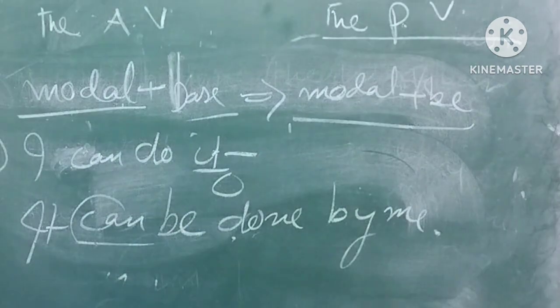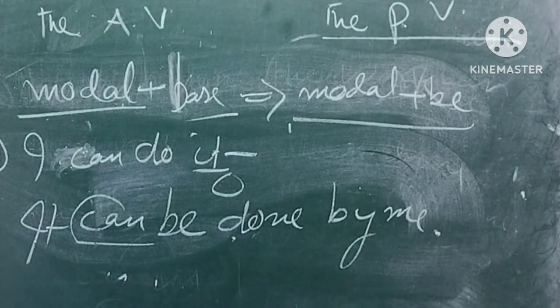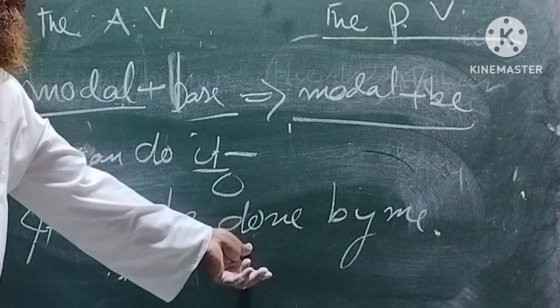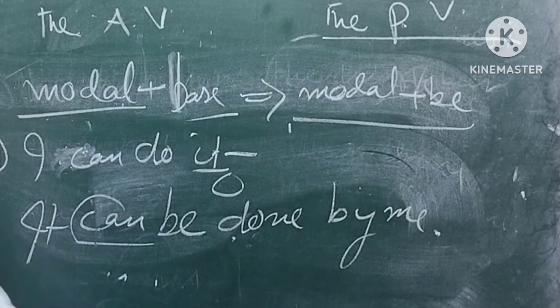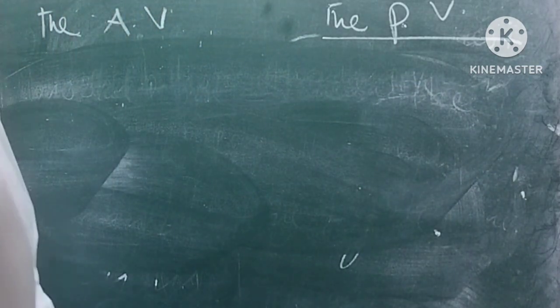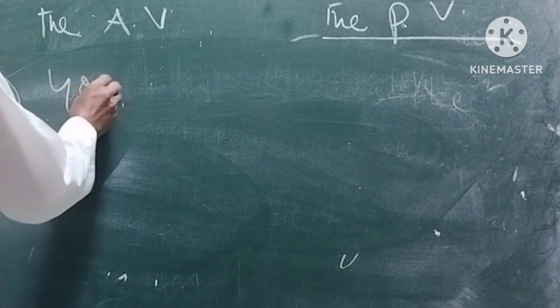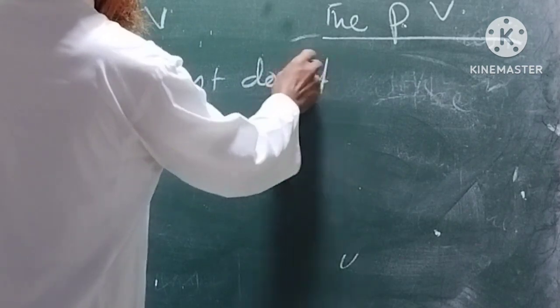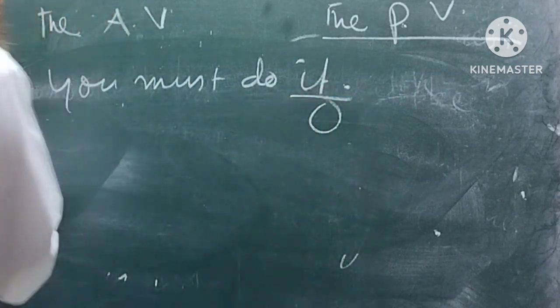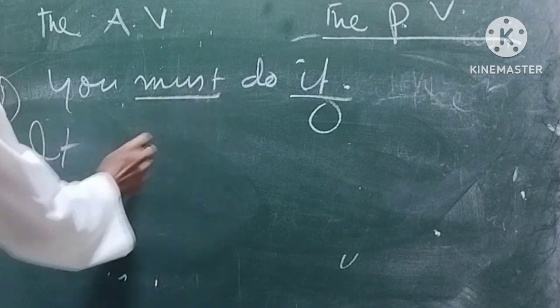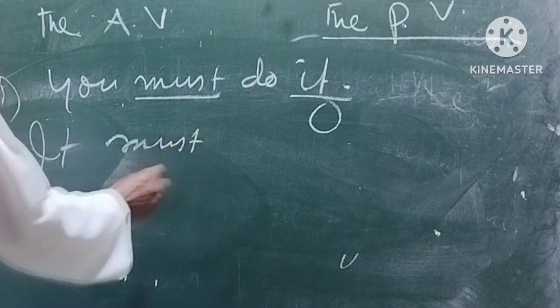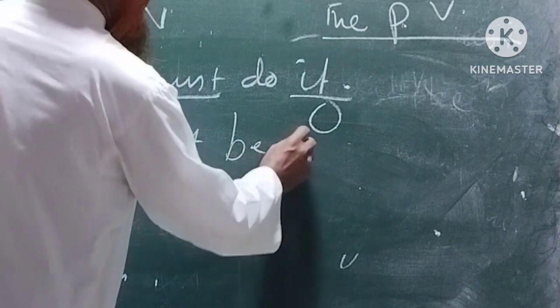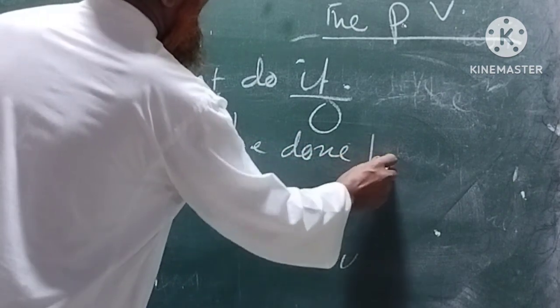Always a modal is followed by be. Past participle of do is done. You must do it. It here is the object, then must. It must be done by you.